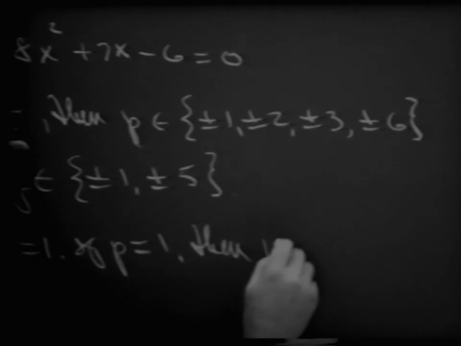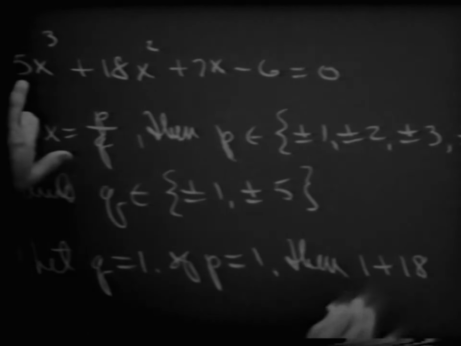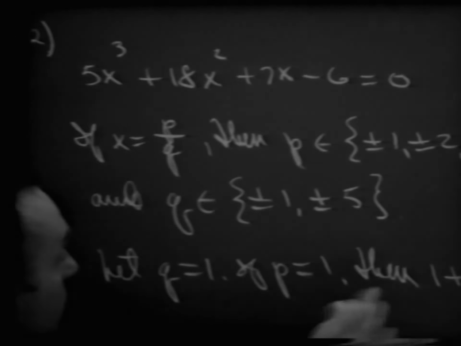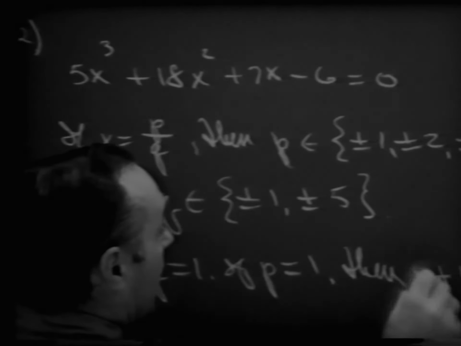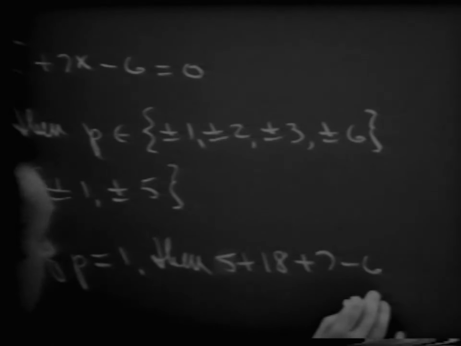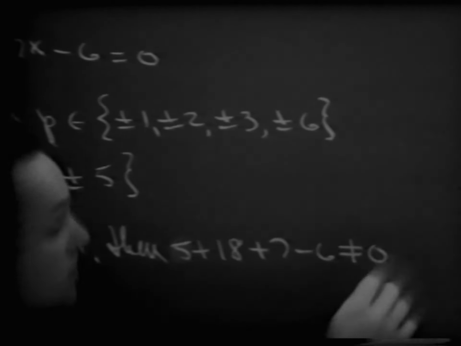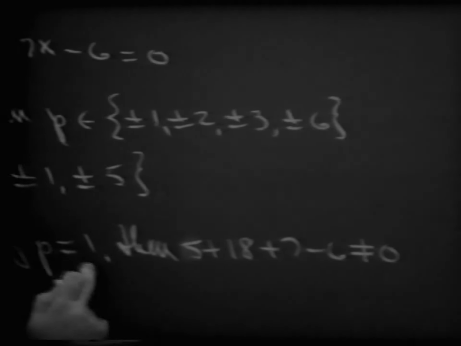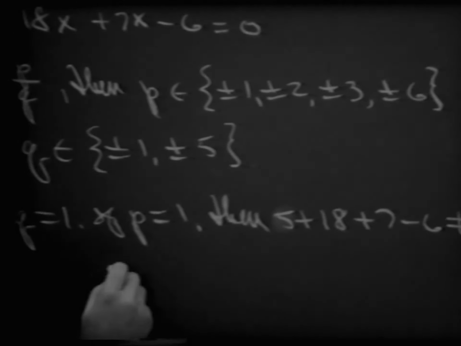Here we have 5 times 1 cubed, which is 5. It's 5 plus 18 plus 7 minus 6, and certainly that is not 0. Is that right? So 1 over 1 will not make the statement true.